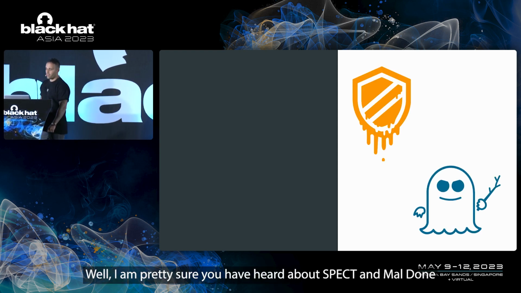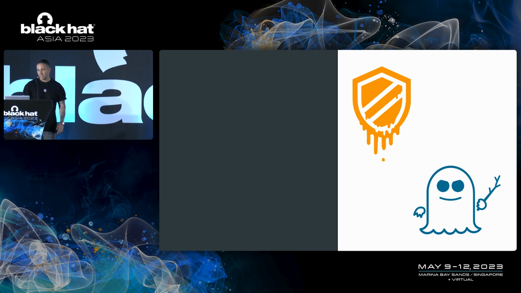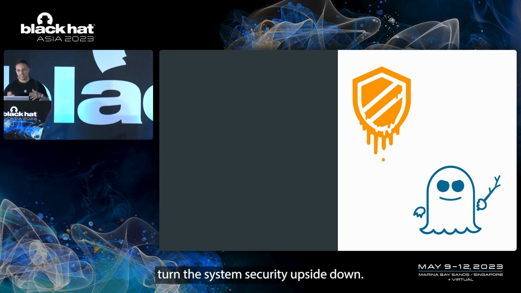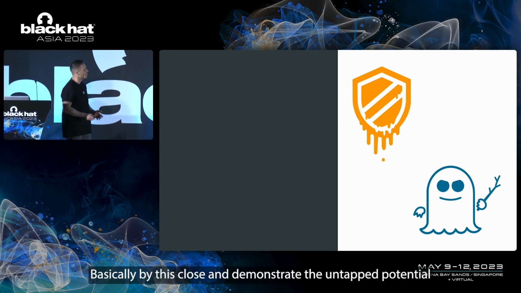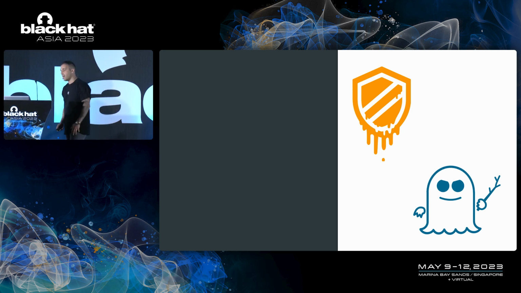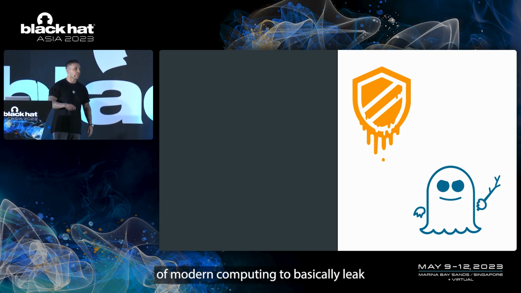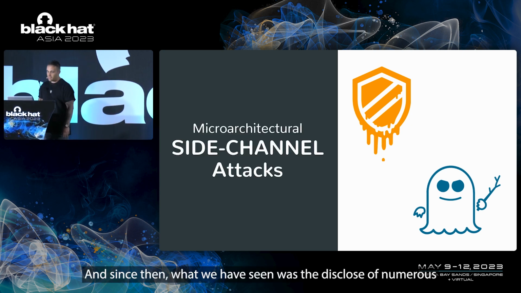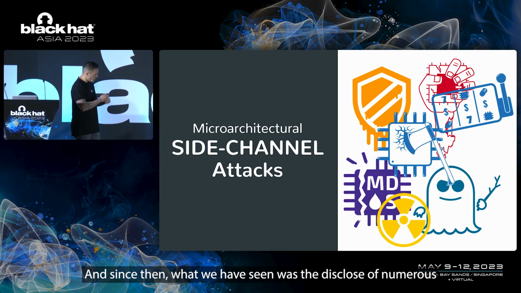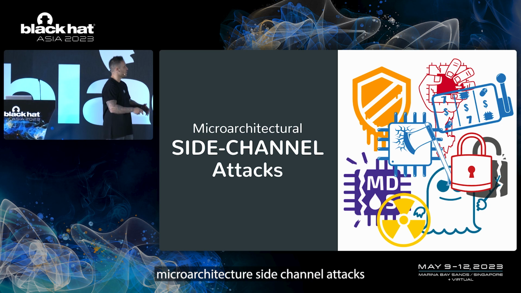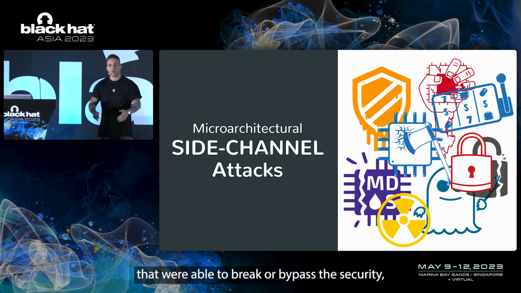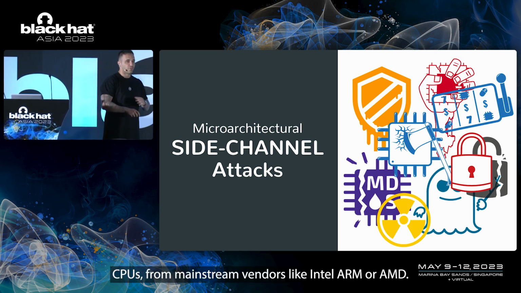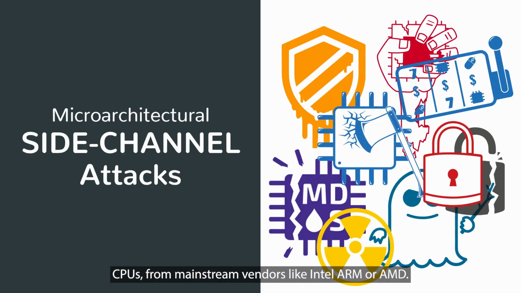I'm pretty sure you have heard about Spectre and Meltdown. The discovery of Spectre and Meltdown basically turned system security upside down, by disclosing and demonstrating the untapped potential of leveraging the microarchitecture of modern computing to leak sensitive information and retrieve secrets. Since then, we have seen the disclosure of numerous other microarchitectural side channel attacks that were able to break or bypass the security isolation technologies of CPUs from mainstream vendors like Intel, ARM, or AMD.